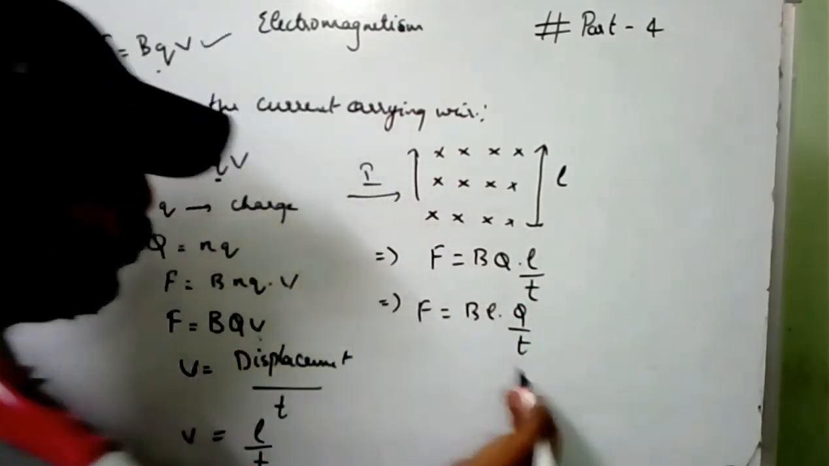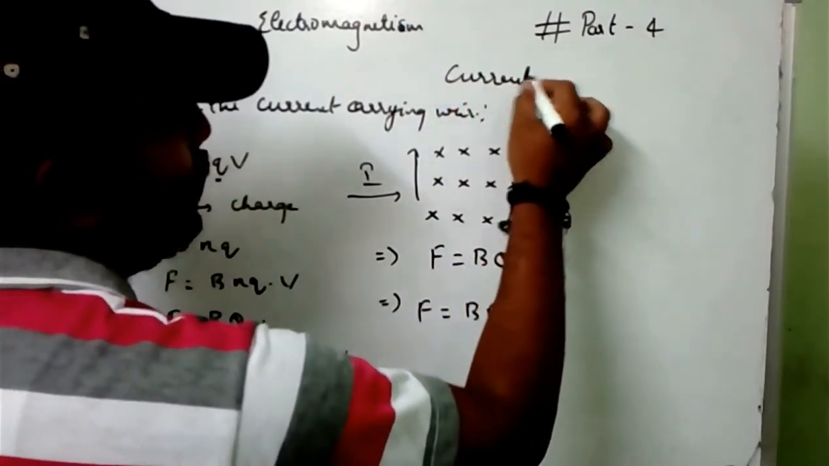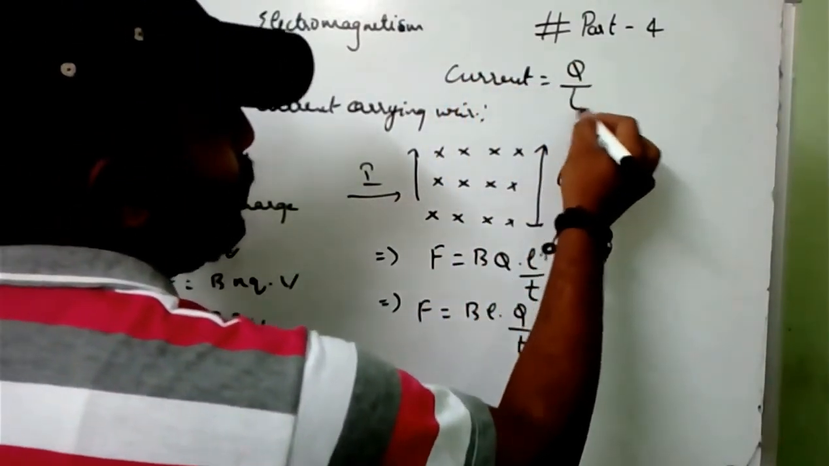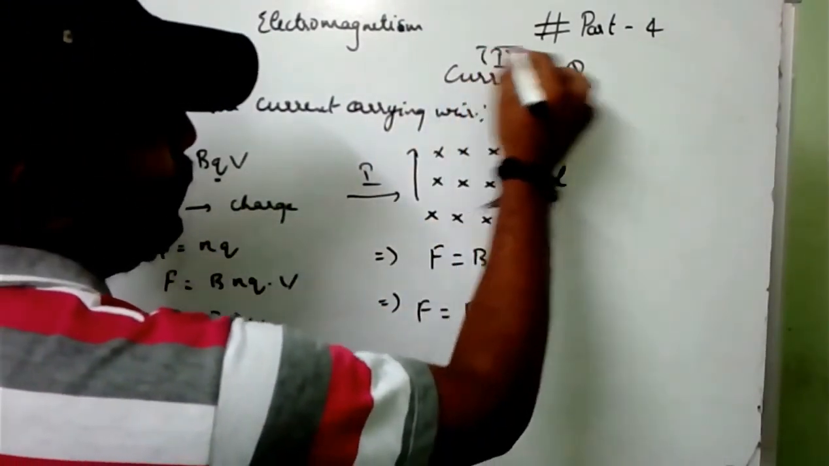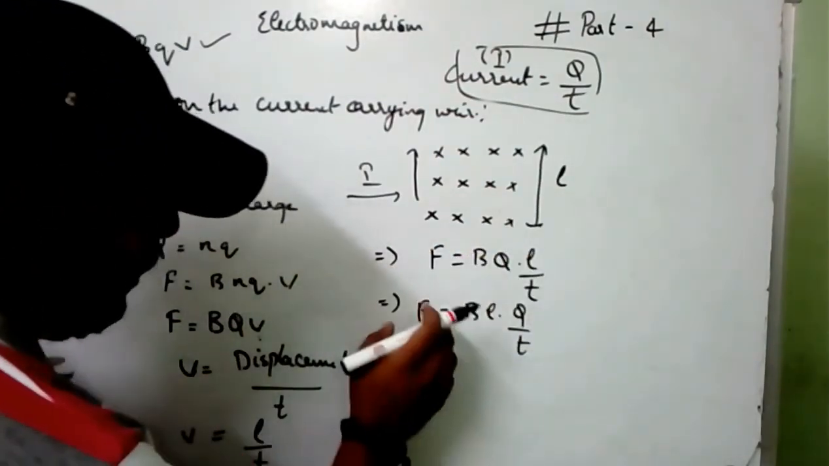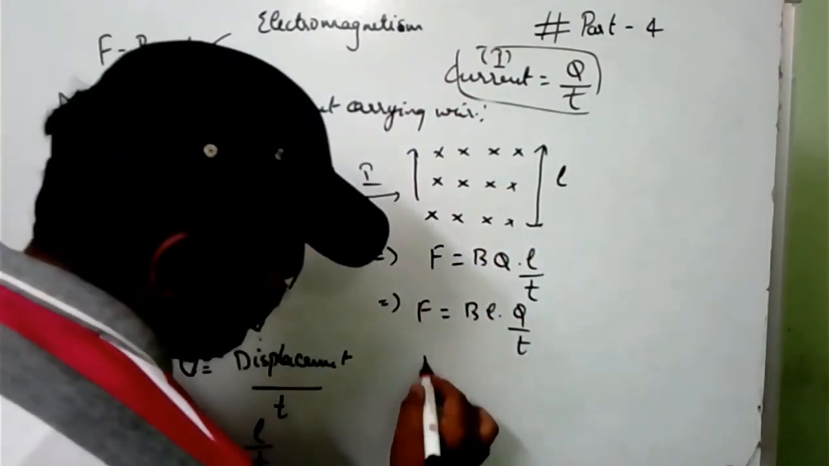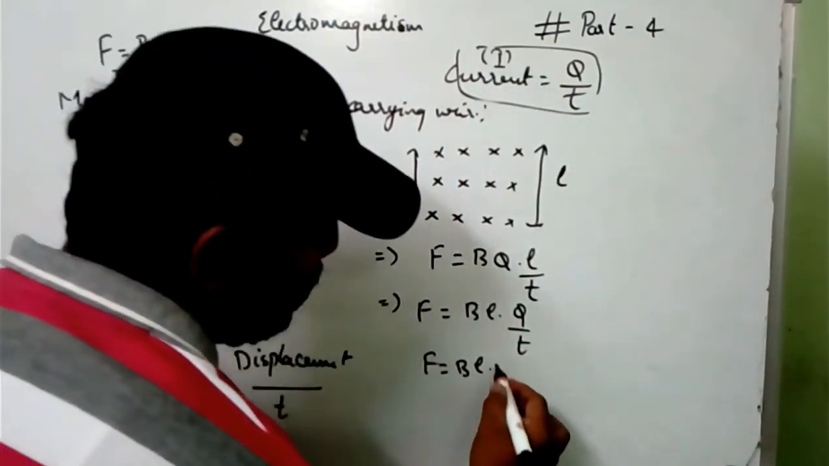Why did I write Q by T? We know the definition of current: the amount of charge per unit time. Current I is equal to the amount of charge per unit time. That is the reason I have written it that way. So F is equal to BL Q by T. What is Q by T? Q by T is nothing but our I.